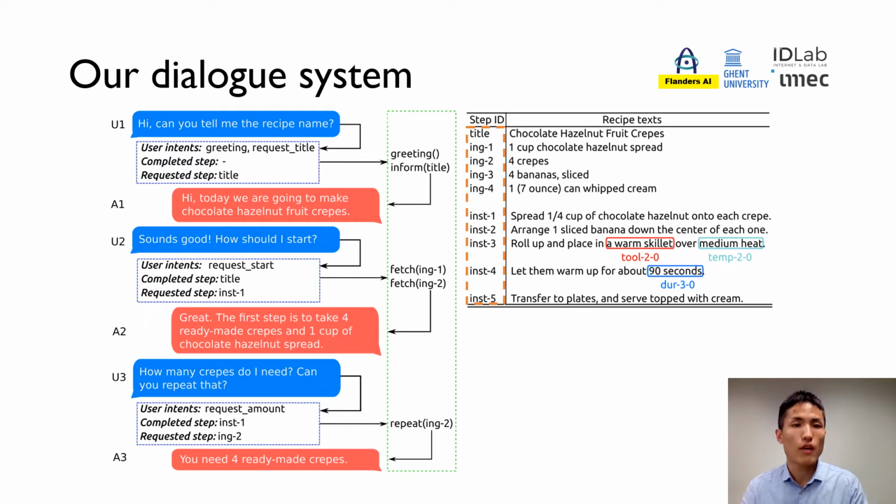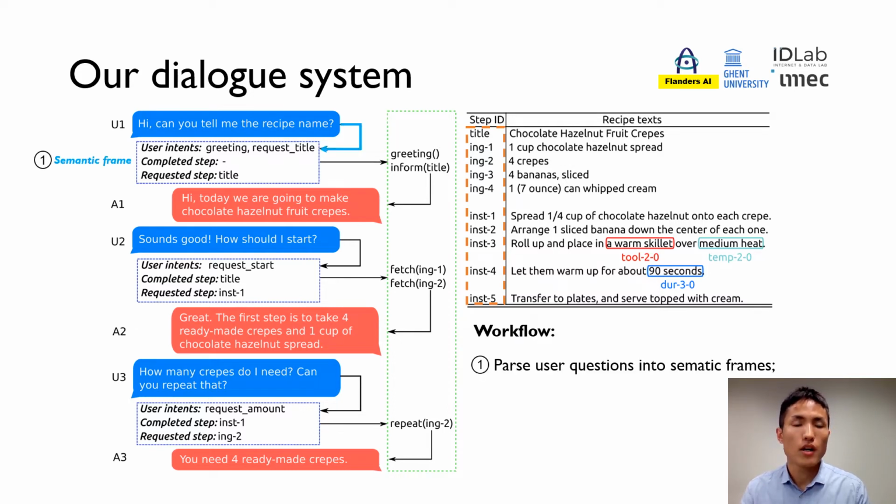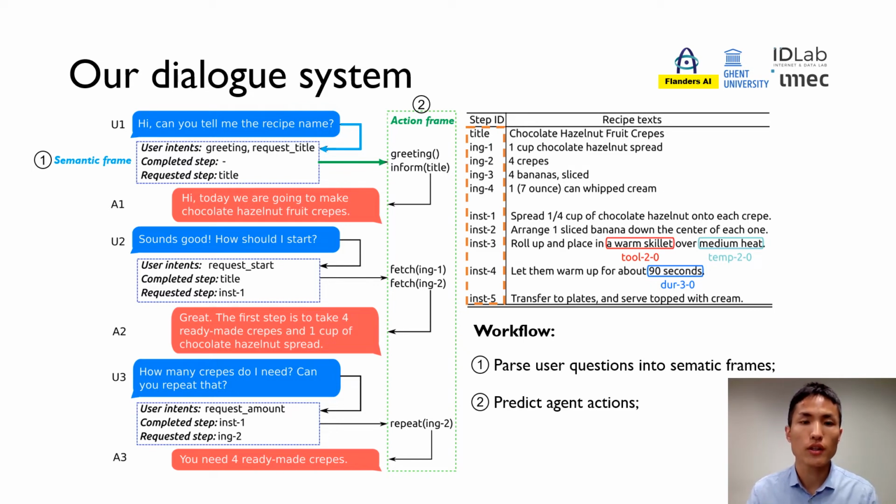So let's have a look at the first question. The user is asking, "Hi, can you tell me the recipe name?" Our system will parse this question into a semantic frame, which includes the user intents and two-step identifiers to track the user's state. Then our model will predict the action frame for the agent, that is a sequence of executable functions.